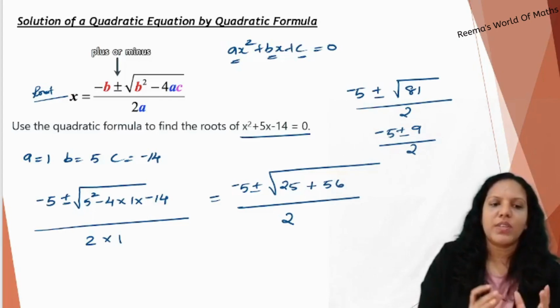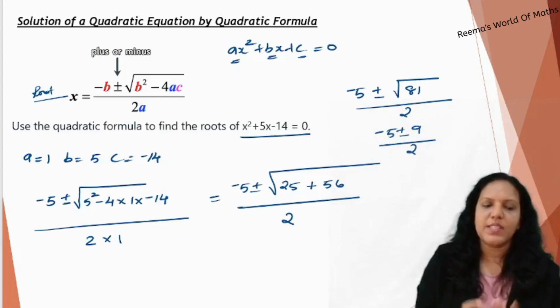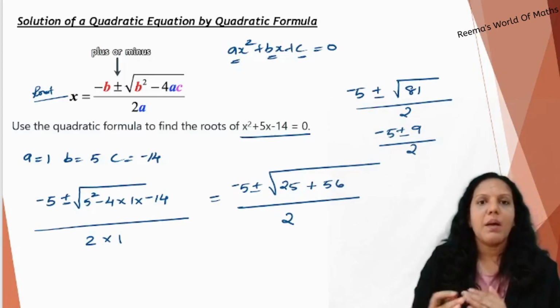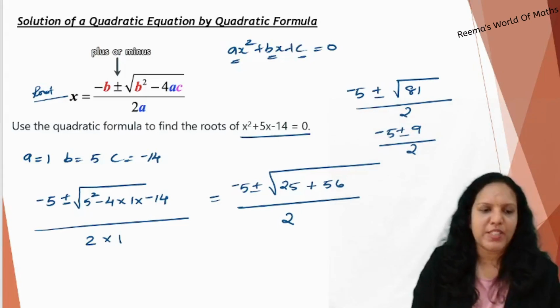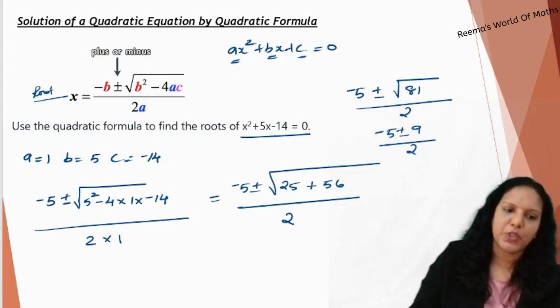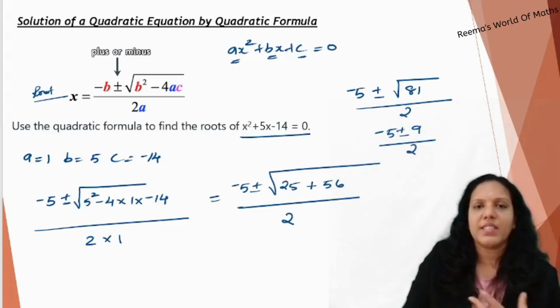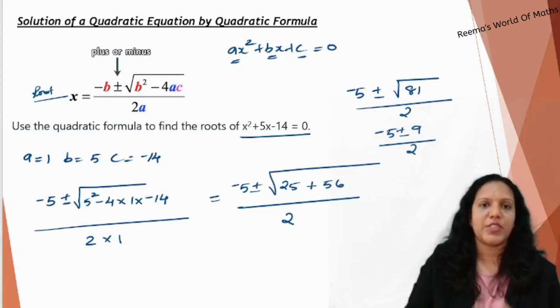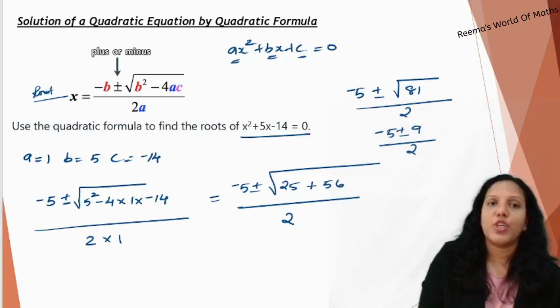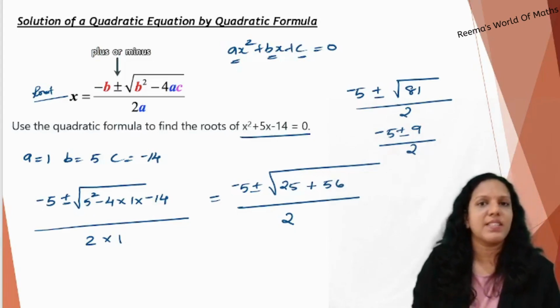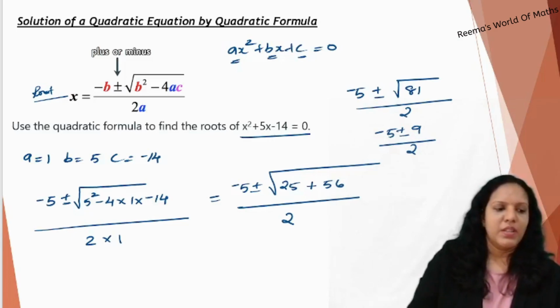The quadratic formula is x equals, that is the root is equal to, minus b plus or minus square root of b squared minus 4ac, divided by 2a, where a, b, c are real numbers from the quadratic equation. a and b are the coefficients of x squared and x, and c is the constant term.